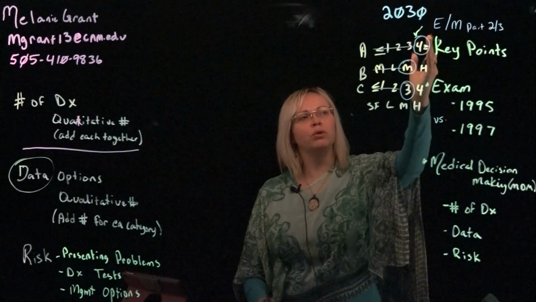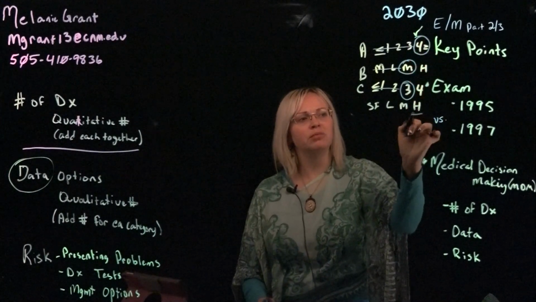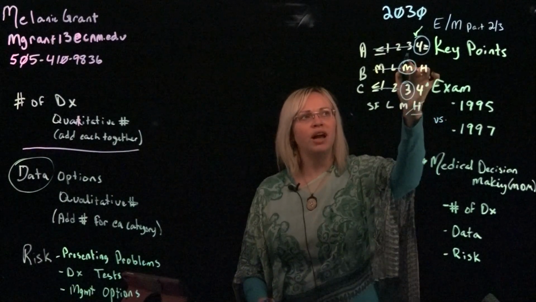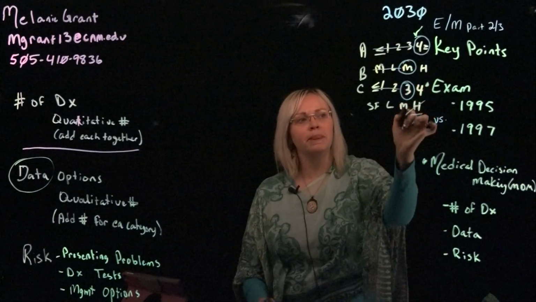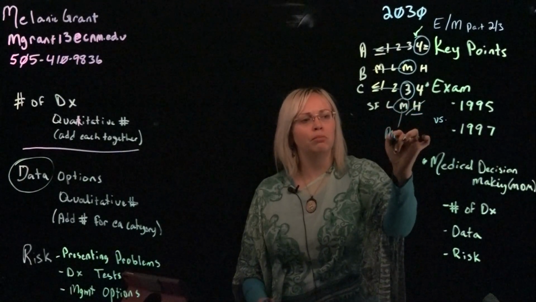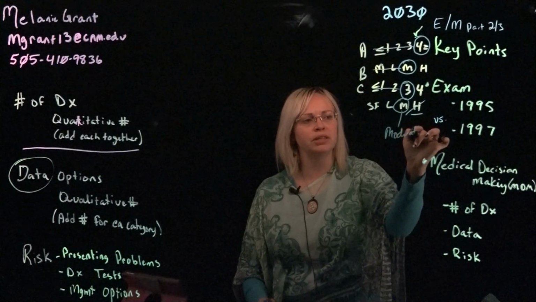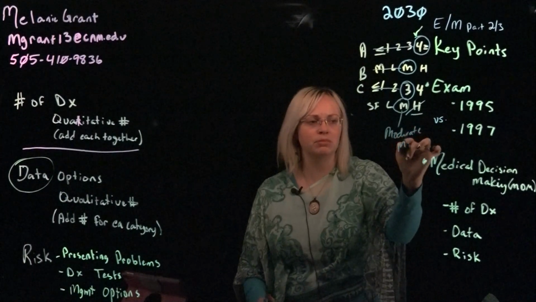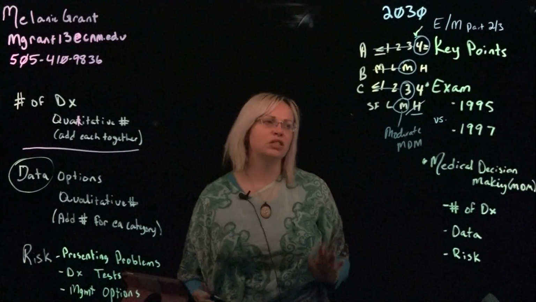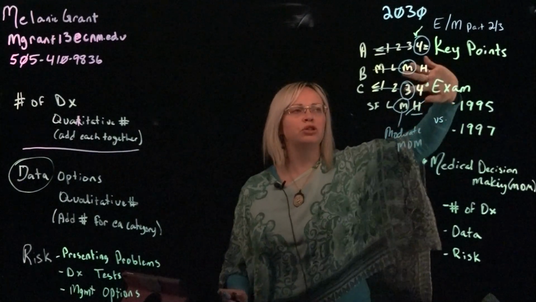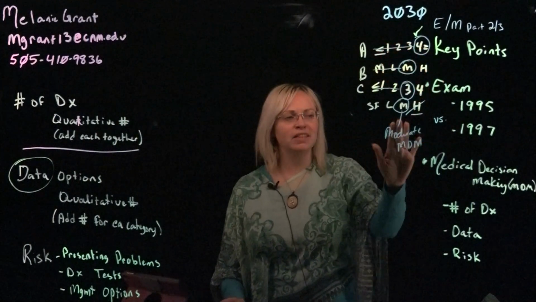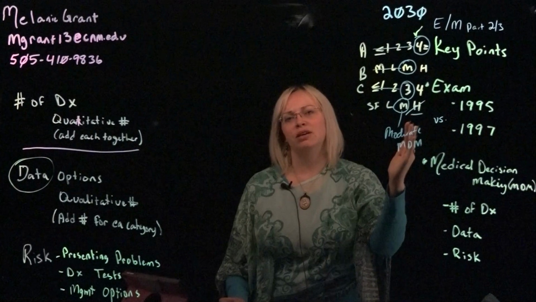Do I have 2 or more in my high complexity? No, I only have 1, so it's not high. Do I have 2 or more, and this counts as 3, in the moderate? Yes. And so I'm going to choose moderate level of MDM, sorry. So a moderate medical decision making is determined when 2 or more of the 3 categories of MDM are at the same level, and that's the highest we can go.